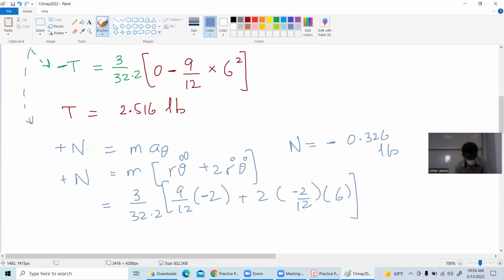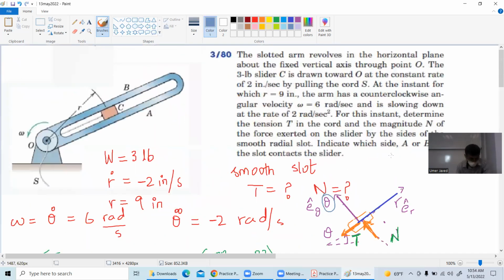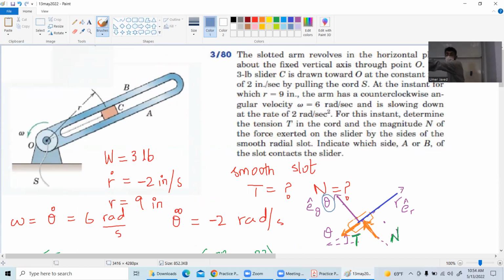Okay, last but not least, what is the direction of the normal force? So you can see that N has come out to be negative. The question said, assume to the opposite, indicate which side, A or B, of the slot contacts the slider. B? Because if N is in this direction, then that slide is in touch with it. Makes sense because if this whole thing is going counterclockwise, the left side is in contact, I suppose.